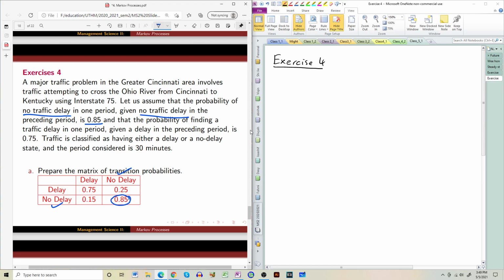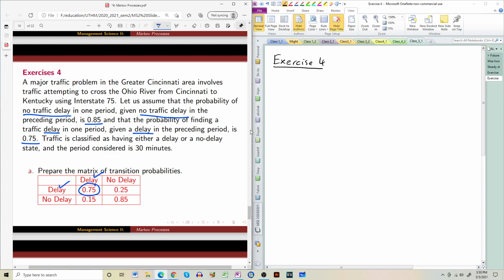So this one, and the probability of finding a traffic delay in one period given a delay in the preceding period is this one. Okay, delay, delay, 0.75, delay 0.75. Okay, that's how you do it.